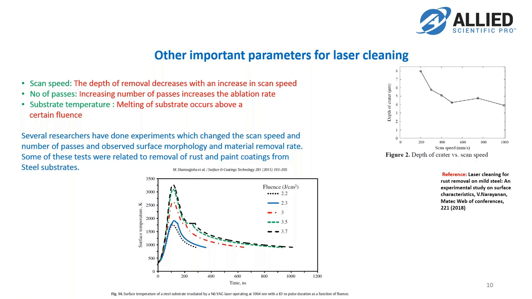So it turned out for scan speed, the depth of removal decreases with an increase in scan speed. So how quickly that scanner, the scanning mirror, is moving will affect the depth of removal. Here is a graph by one of the researchers, depth of crater versus scan speed. And you can see at higher scan speed, around 800 millimeter per second, 600 millimeter per second, the depth of crater would decrease. Initially it is higher and then eventually it decreases.